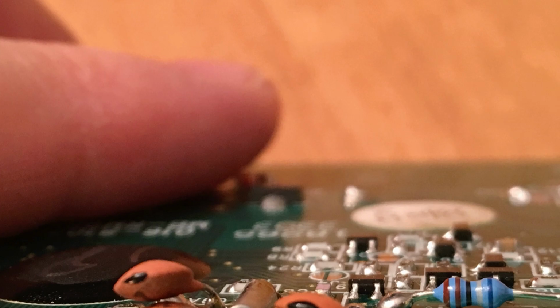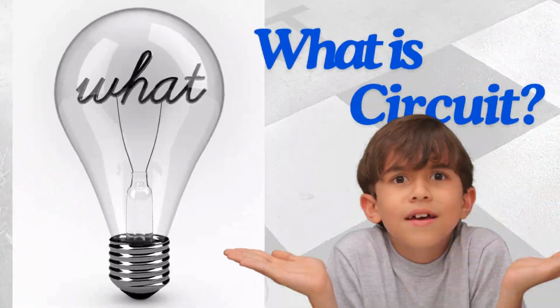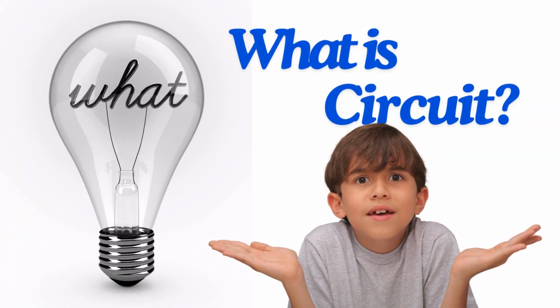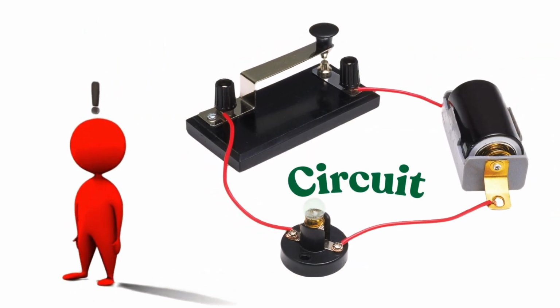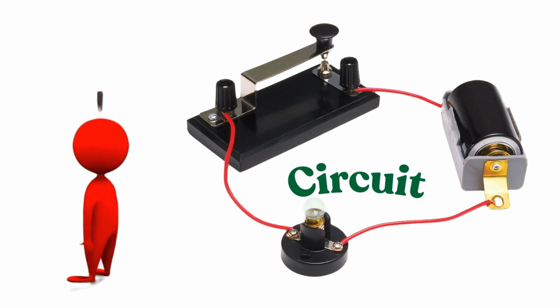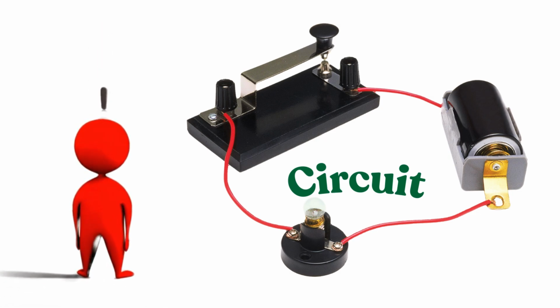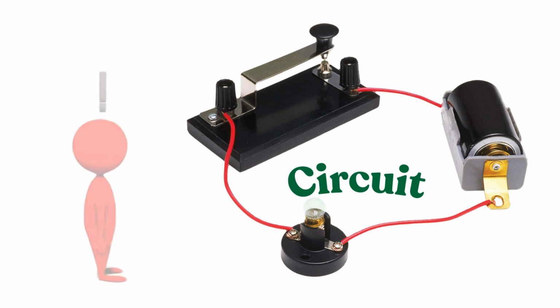Let's start at the beginning. What exactly is an electronic circuit? An electronic circuit is a closed path that allows electricity to flow. It's the foundation of every electronic device you have ever used, from your phone to your fan.